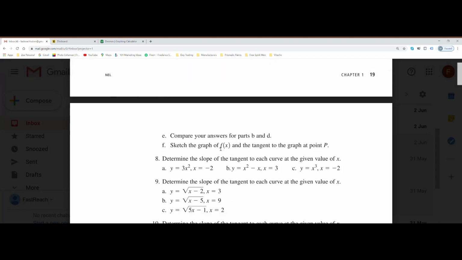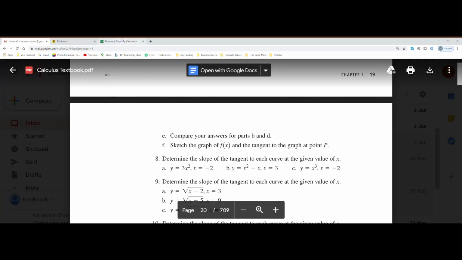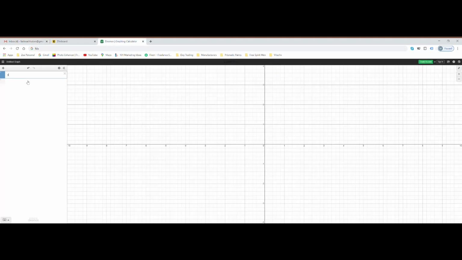Sketch the graph of f(x) and the tangent at the point P. So let's put the equation y equals x cubed. So that's that. And the tangent, so we can also do this by putting in points, like for instance 1 and 1. And then we have another point which is 2 and 8. We have 3 and 27.